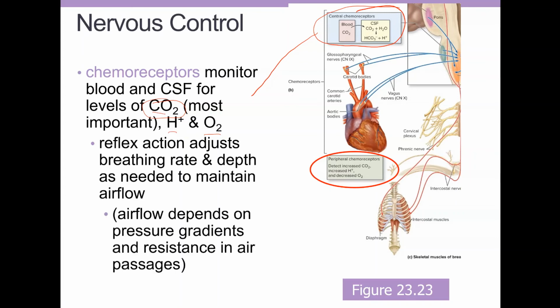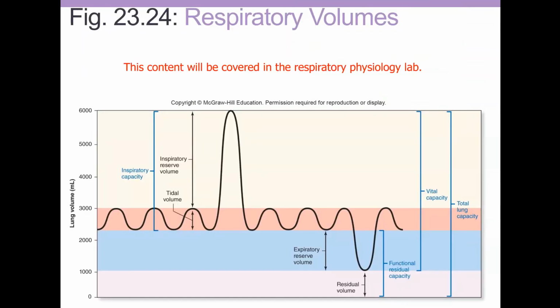And again, that airflow is going to depend on pressure gradients, and it also has to do with resistance in the air passages. So bronchodilation and bronchoconstriction come into play, but we'll get into that. I think that's in the last video as well. Yes. So more on that coming up a little bit later.